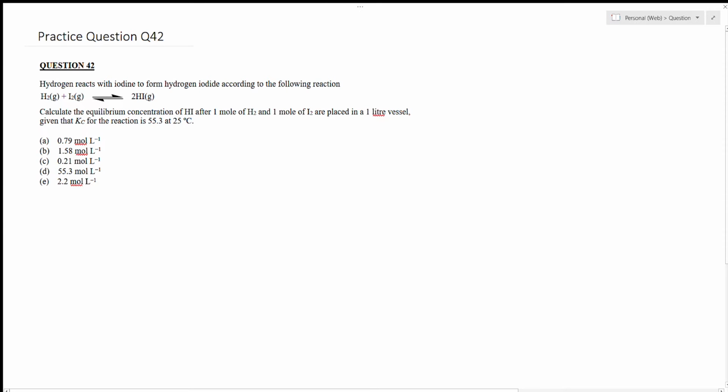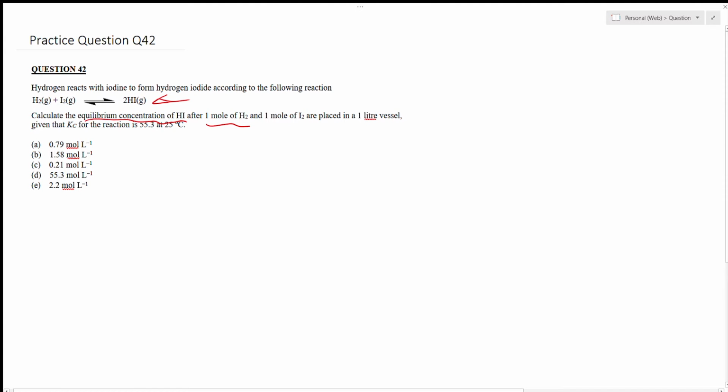This might be a typical exam question we're likely to get in the final exam. So the question asks, hydrogen reacts with iodine to form hydrogen iodide according to the following reaction. And we're given a chemical reaction and we're told we want to know the equilibrium concentration of HI after we have added in 1 mole of hydrogen and 1 mole of iodine to a 1 litre vessel, and we're given a Kc for the reaction of 55.3 at 25 degrees.